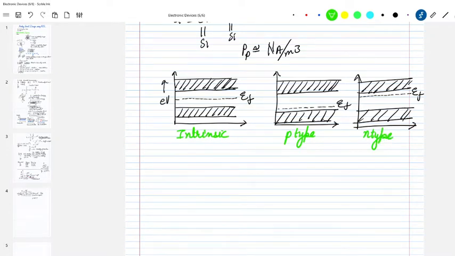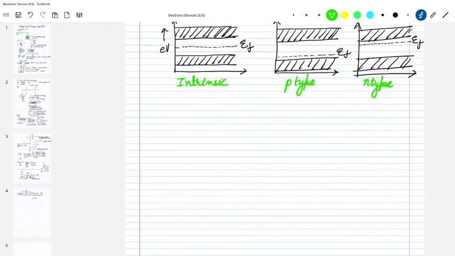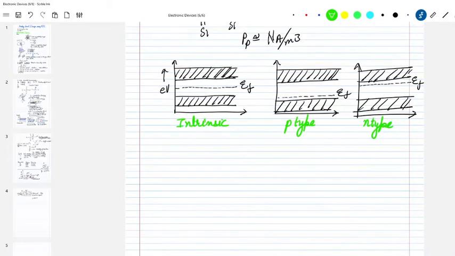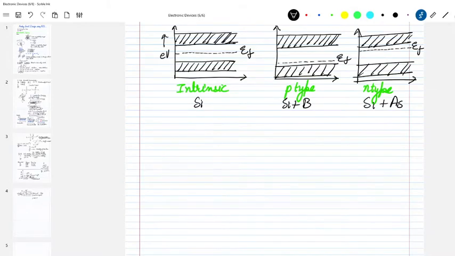Now on their own, these different materials, everything is silicon here. It's just that one is pure silicon, another is silicon plus boron, a trivalent impurity, and this one is silicon plus arsenic. So this is n-type, p-type.